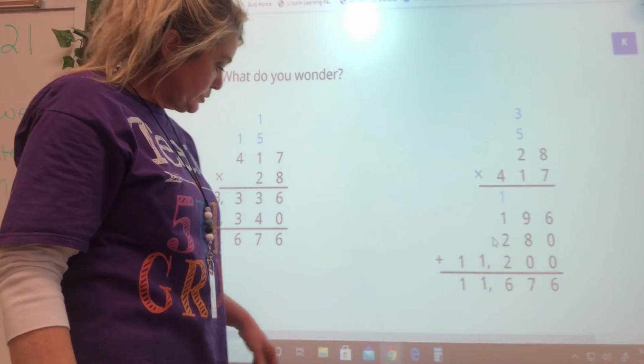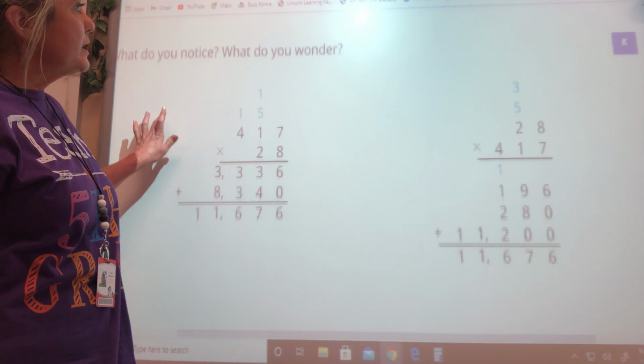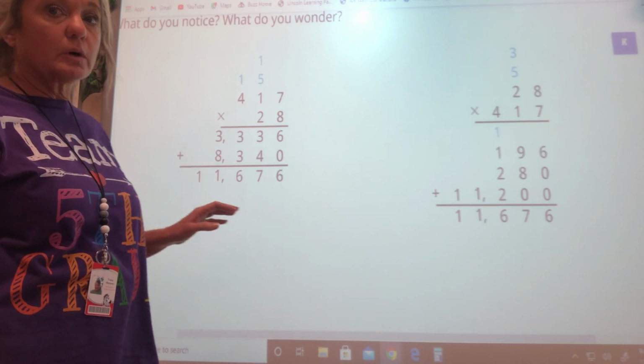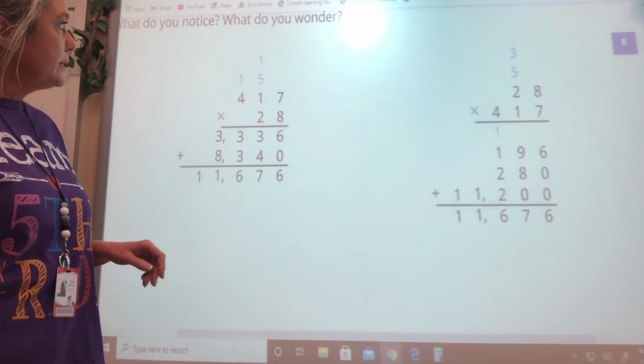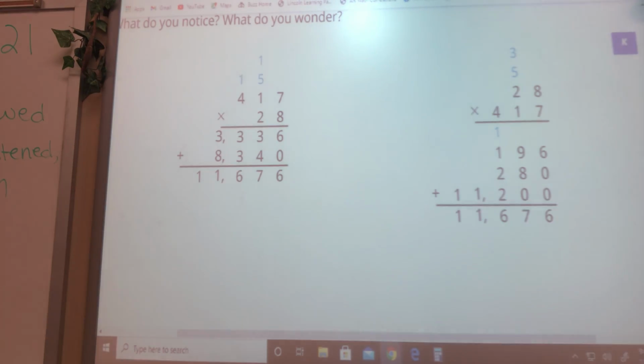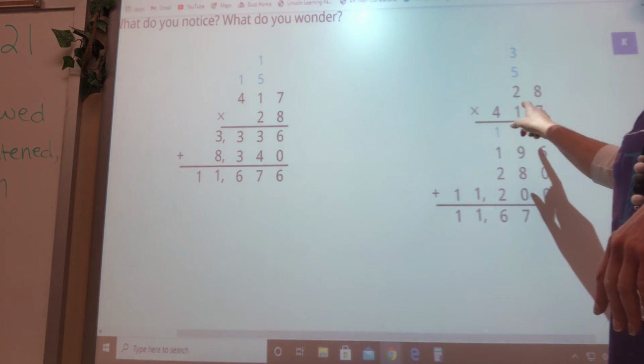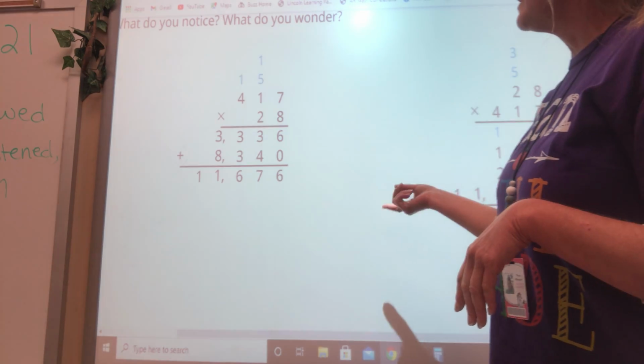Hey guys, you should be on page 130 in your workbook, page 130, and I bet you can already guess that we are still working on multiplication. And on this page, it asks us, what do you notice, what do you wonder? The first thing that I notice is that they got the same product. They got the same final product, which is just the answer to a multiplication problem. So they got the same answer. And I also noticed that they were multiplying the same two numbers, 417 times 28.